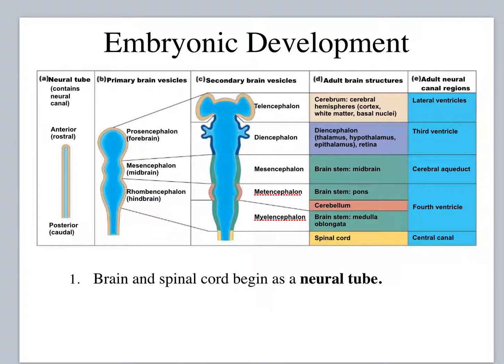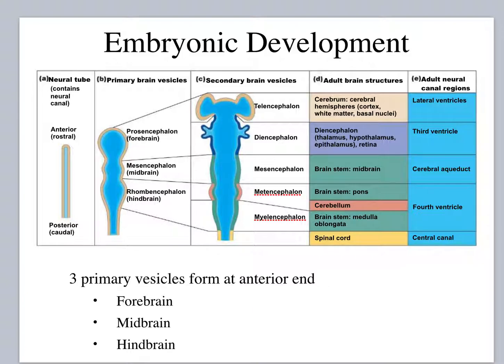The brain and the spinal cord initially begin as a tube in the embryo. It begins as a neural tube, and then over time, some vesicles or enlarged areas start to form. These are divided into the forebrain, the midbrain, and the hindbrain. You can see the vesicles here starting to enlarge. And this is eventually going to become the parts of the brain.